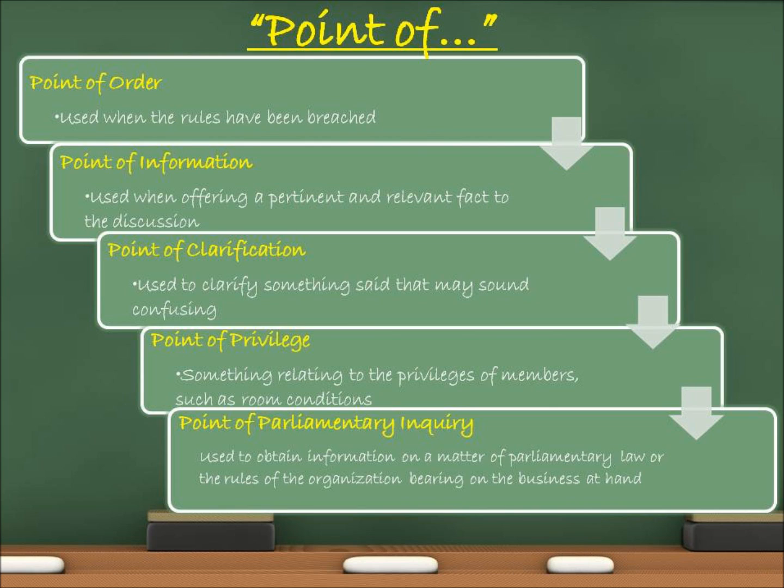Next is point of information. Point of information is used when offering a pertinent and relevant fact to the discussion. Next is point of clarification, which is used to clarify something that may sound confusing. Next is point of privilege. Point of privilege is used when something relating to the privileges of members, such as room conditions. For example, if the speaker is talking too quietly or the room is too loud for you to hear, you can say, "Point of privilege, can you please speak up?"